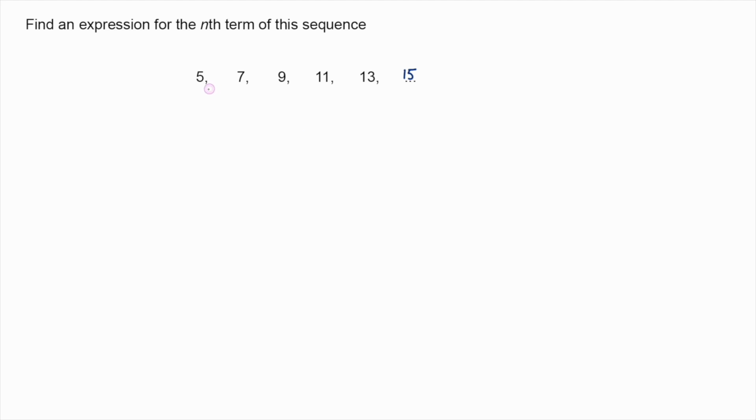Let me just write that in. So from here to here, I'm adding 2. From here to here, adding 2, etc. Now, if this difference is always the same, we say that this is a linear sequence. And it takes the form of an plus b. n represents the term number. So the first term, second term, third term, etc. And we have to find the a value and the b value.